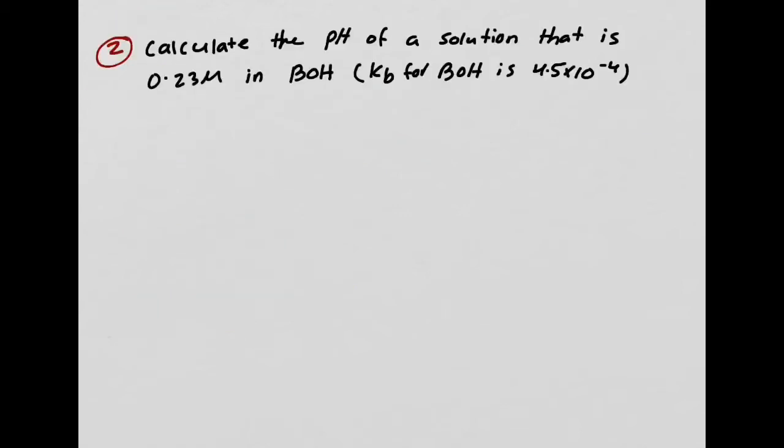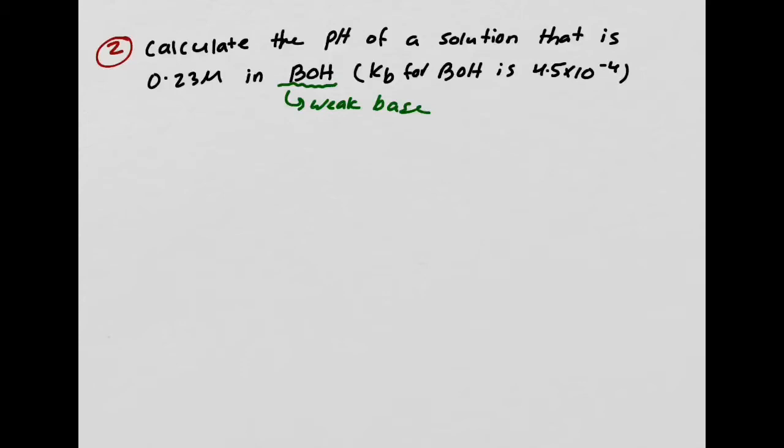Here's the next problem. Calculate the pH of a solution that is 0.23 molar in BOH. Kb for BOH is 4.5 times 10 to the minus 4. Well, I give you the Kb. So what that means is BOH is what? BOH is a weak base. I give you a Kb, so now I have a weak base.